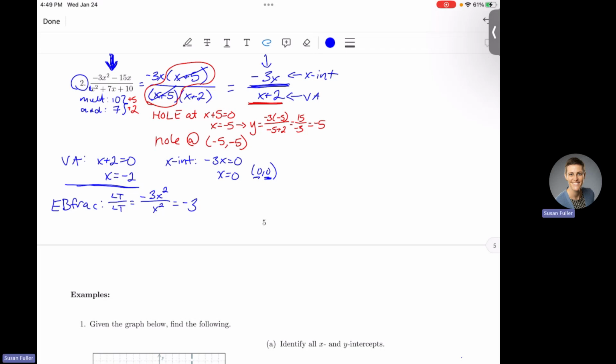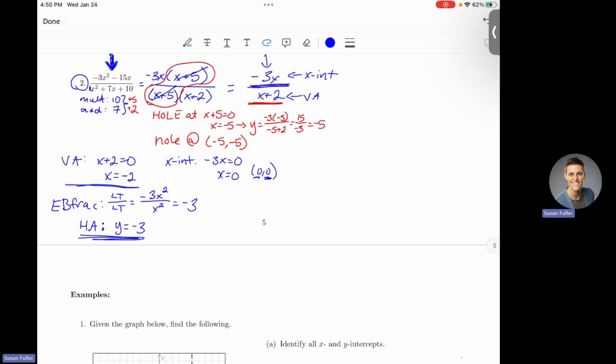Okay, so our end behavior fraction simplifies to negative 3. That means my original function acts like y equals negative 3 at the ends. Well, y equals negative 3, that's a horizontal line. This means I have a horizontal asymptote at y equals negative 3, right? If your end behavior fraction simplifies to a number, y equals that number is your horizontal asymptote.